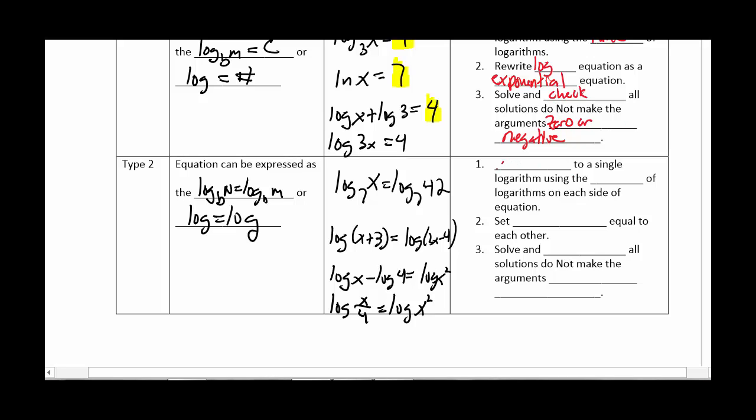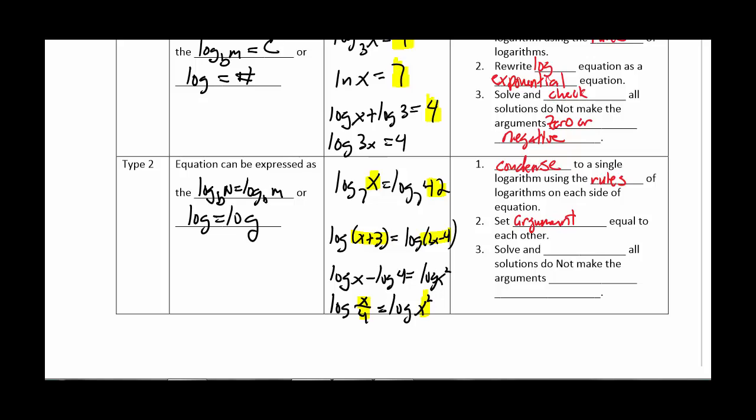Step 1 is to condense to a single logarithm using the rules of logarithms on each side of the equation. In other words, if it doesn't say log equals log, then use log rules to get a single log statement on each side. Step 2 is we're going to set the arguments equal to each other. The arguments are the things inside the log, that's what we're taking the log of on each side.